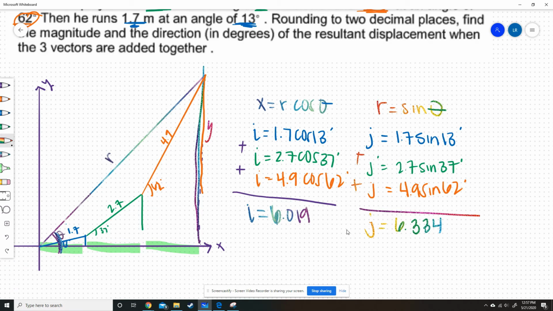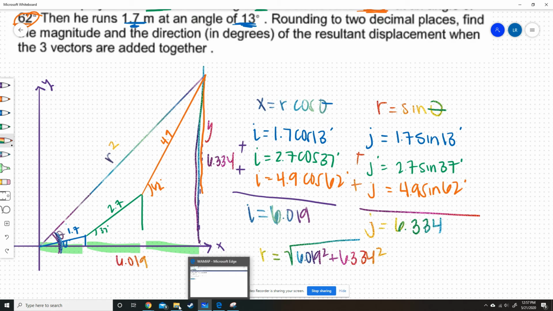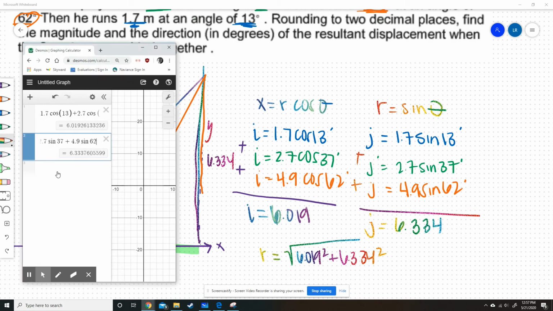And this goes back to a previous video. So if we know that this is 6.334 and that this is 6.019, well, r squared would be i squared plus j squared. And then to get r, you would do the square root of that. So r, or the magnitude here, is going to be the square root of 6.019 squared plus 6.334 squared. Let's plug that into our calculator.